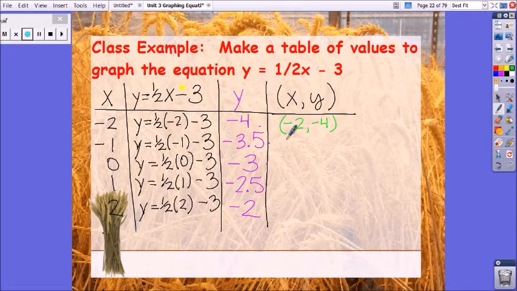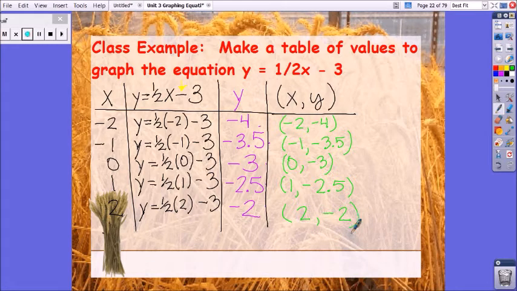We have -2, -4, -1, -3.5, 0, -3, 1, -2.5, and 2, -2. So guess what? We have 5 points. 5 points that we can plot on a coordinate plane in order to graph.